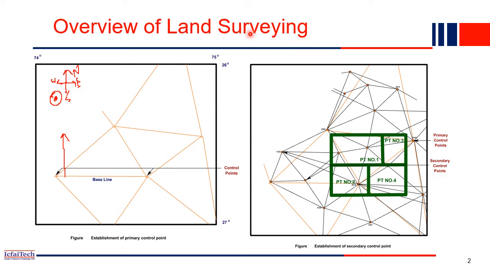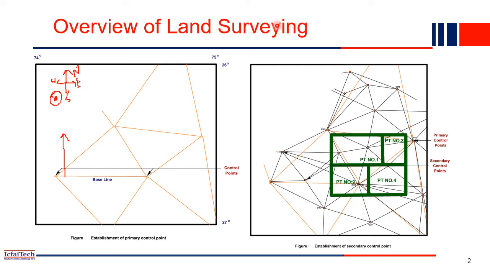Now, how do we know the latitude and longitude of these two control points? That we know from the astronomical survey. So what is an astronomical survey? By looking at astronomical objects in the sky, we establish these control points. So by doing an astronomical survey, we find out the latitude and longitude of these control points.